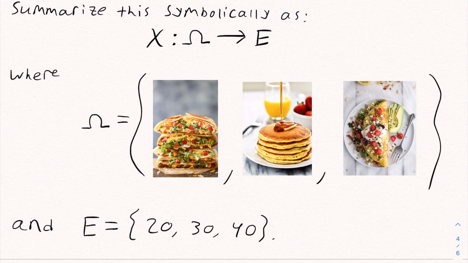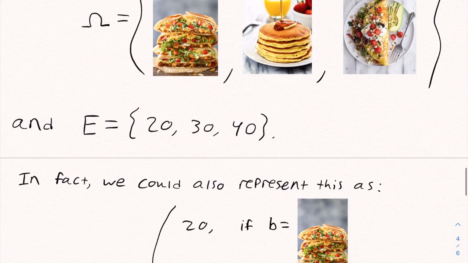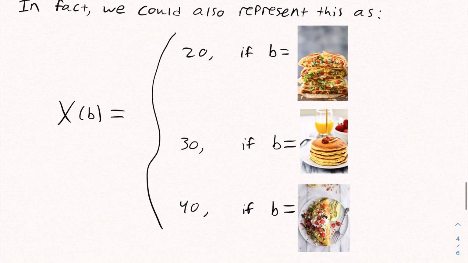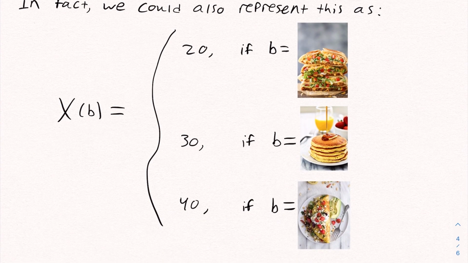So if this seemed a bit abstract, you could also represent this in the following way. We can write x as some sort of piecewise function, right? And it's specifically a function of b, where the value of x is 20 if b is equal to this input right here. The output is 30 if b is equal to this, and the output is 40 if b is equal to this.